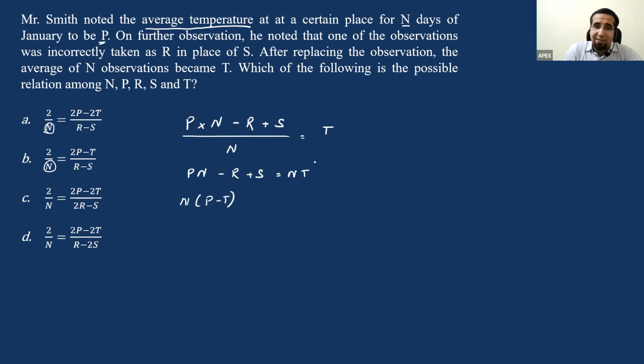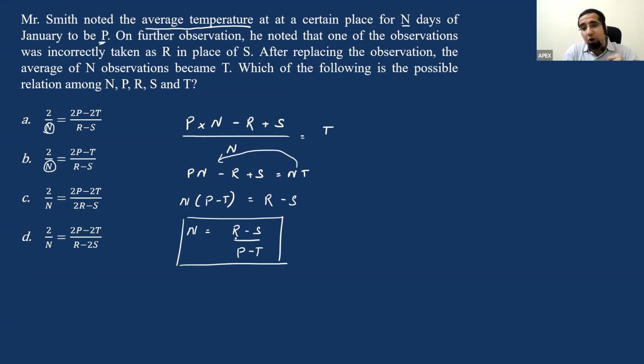I'm skipping a few steps, guys. This is what you're also expected to do in the exam. So nT comes onto the left, okay? Which is equal to R comes on to my right, becomes a plus R and a minus S. Or we have the value of N is equal to R minus S by P minus T. Now, if you observe in the options, N is not in the numerator, N is in the denominator. Let's reciprocate it.